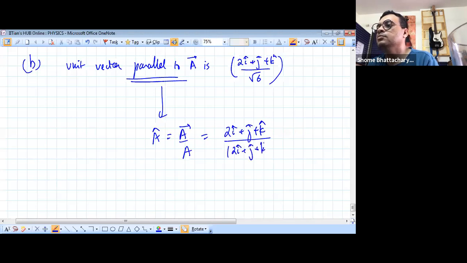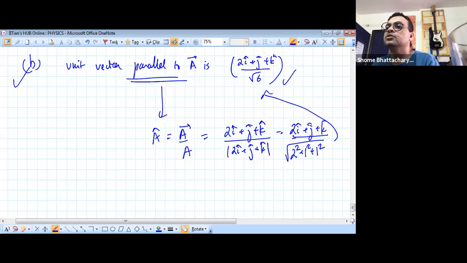Okay. So the magnitude of this vector you can see is the square root of 2 square plus 1 square plus 1 square. So that's this one. So that's correct. So that is why this option is also correct. Okay. So similarly, you check C and D also.